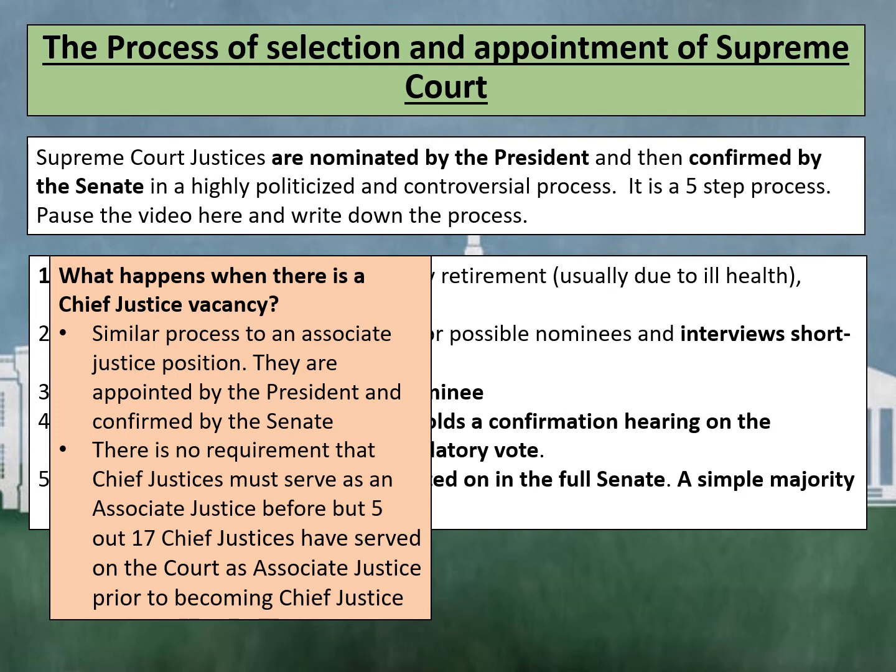A vacancy often occurs through voluntary retirement, which is usually down to ill health, death, or impeachment. The House of Representatives must impeach the justice, and the Senate must try that justice. No one has been impeached. In 1968, Associate Justice Fortas resigned rather than being impeached for bribery and tax dodging.